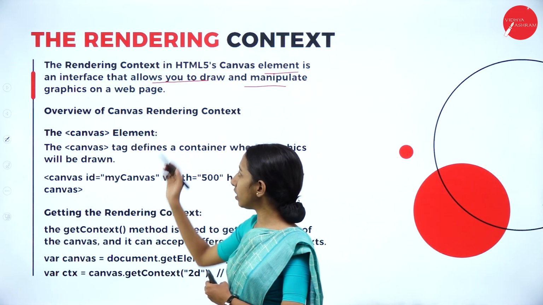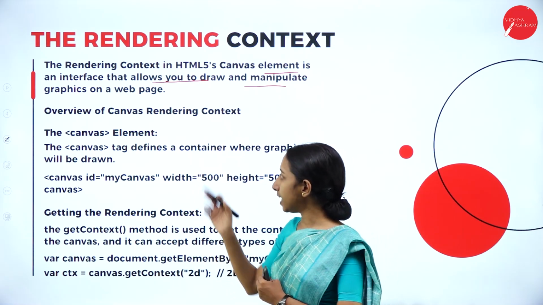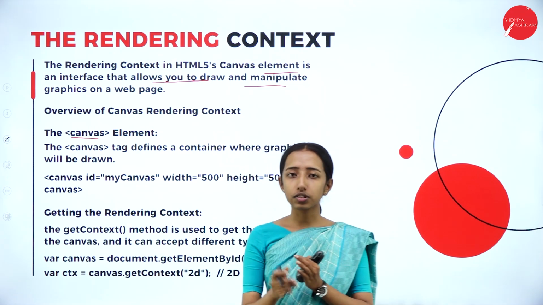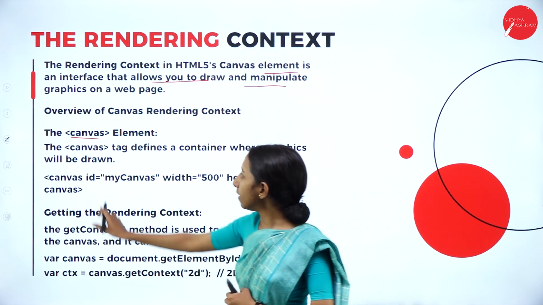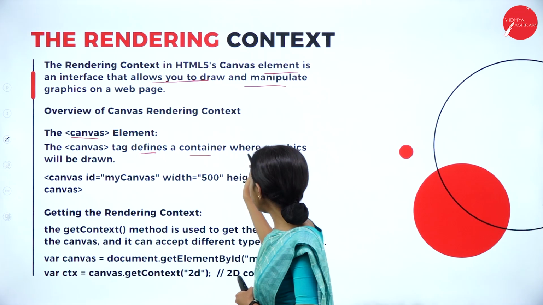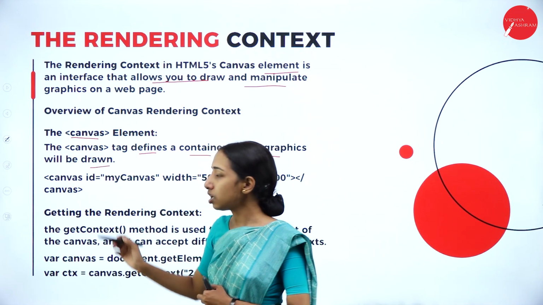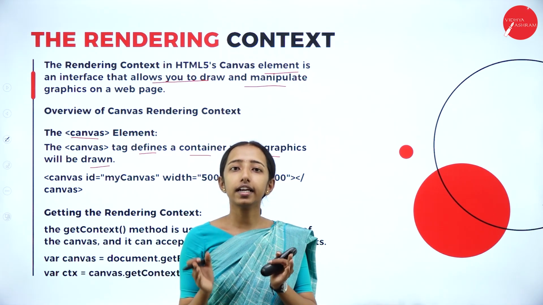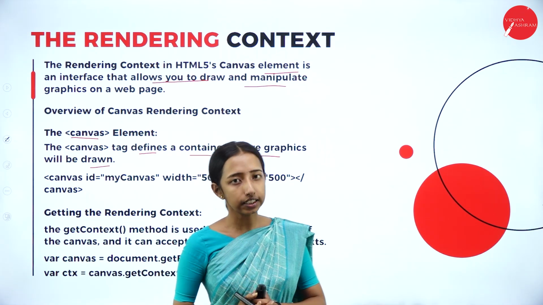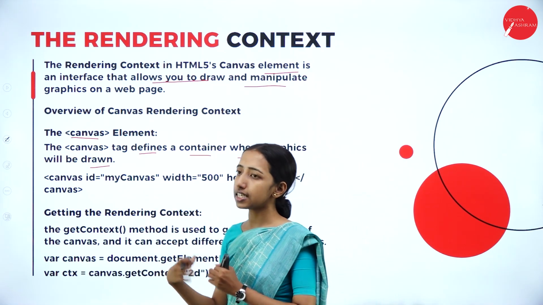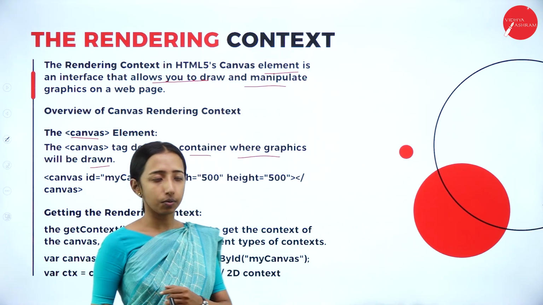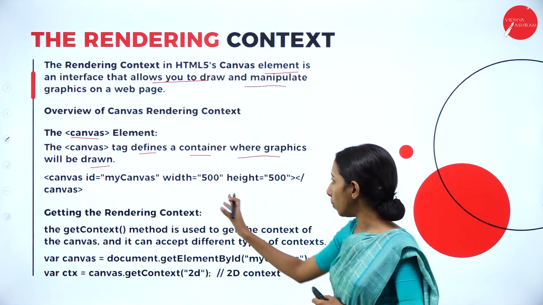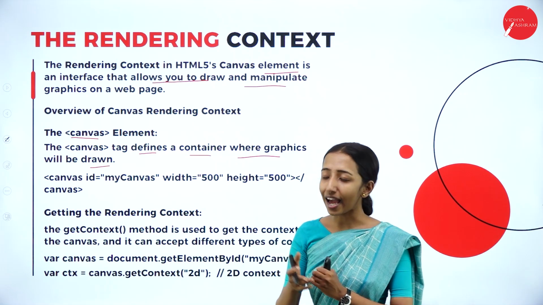So here we have the overview of the canvas rendering context. The first one, as I said, is the canvas tag. The canvas tag defines a container where graphics will be drawn. When we mention the canvas in the HTML code, it will create a container where we can draw the graphics. Here you can see it has a canvas and the attributes. What are the attributes we have? The ID, height and width. These are the attributes of the canvas tag.